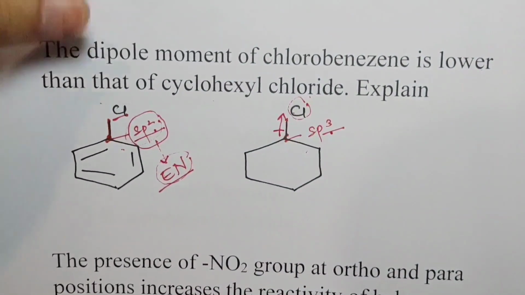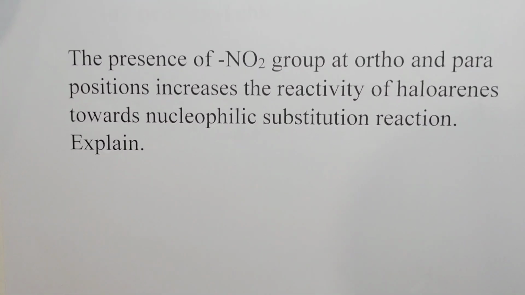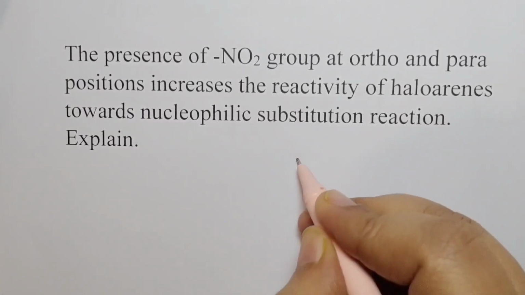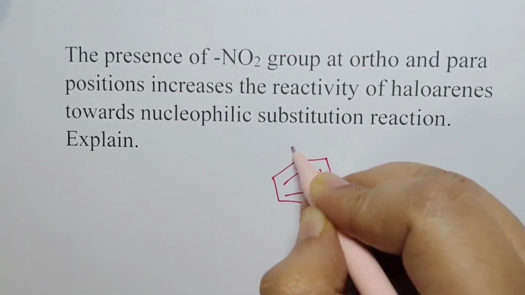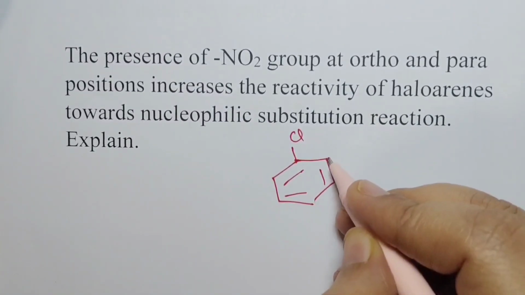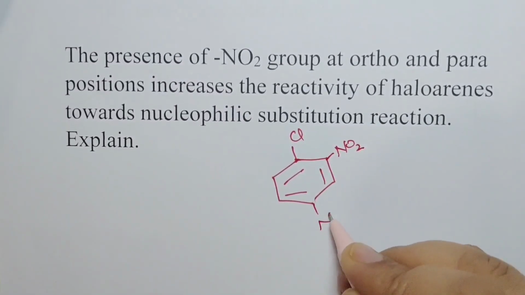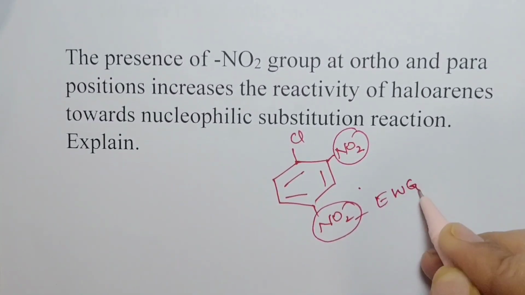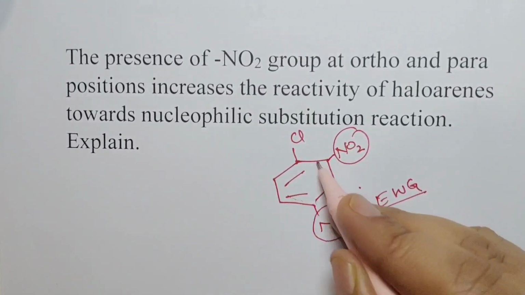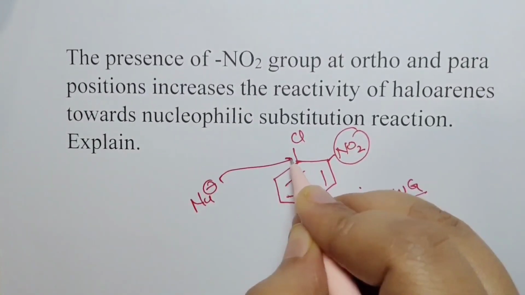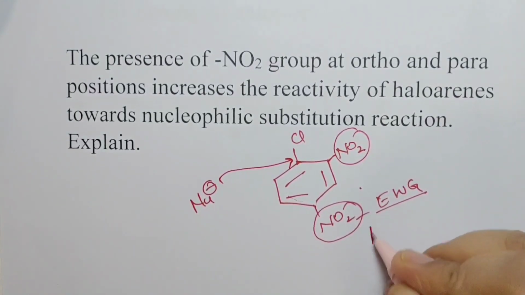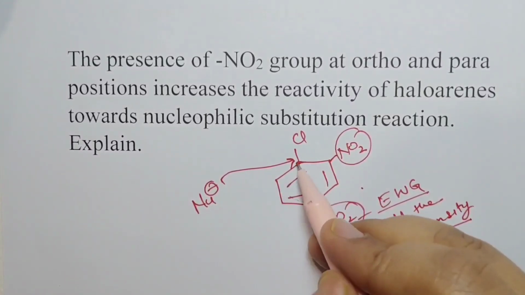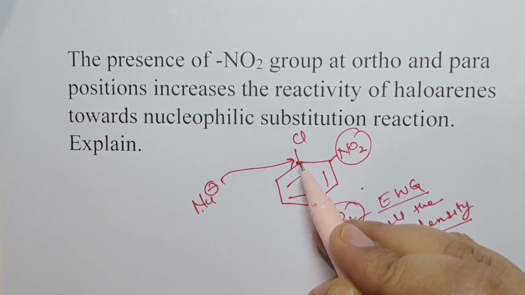Moving on to the next question. Presence of nitro group at ortho and para positions increases the reactivity of haloarenes towards nucleophilic substitution reaction. So if this is your chlorobenzene, if you have nitro groups at ortho or para position, since these are electron withdrawing groups, they will pull the electron density from the benzene ring and therefore nucleophile will be able to attack. So electron withdrawing groups pull the electron density from the benzene ring, making it more susceptible towards the attack from nucleophile. Now that's one reason.